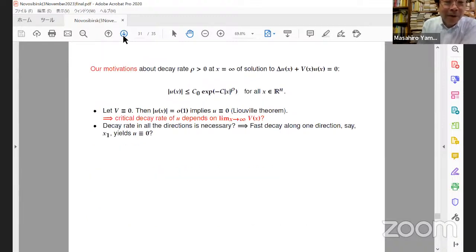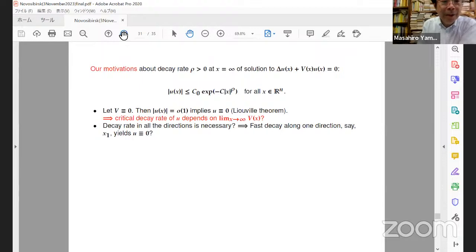Then our observation is very naive. Let us consider zero potential. Then Liouville's theorem says that if u(x) decays to zero, then automatically u vanishes. Therefore, the decay rate of u maybe depends on V, of course, especially its asymptotic behavior at infinity. So far, the decay must be requested in all directions. But maybe faster decay in only one direction is enough. This is the motivation.